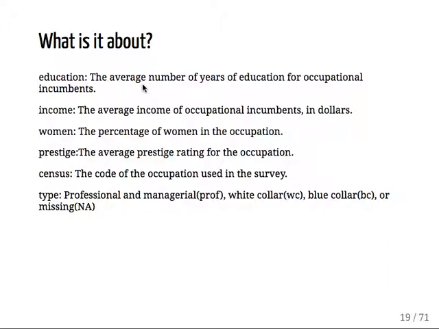So education is the average number of years of education associated with that job. You have income, the average income associated with that job. You have the percentage of women in that occupation, typically. The prestige rating for that job. Census, which is just the code which maps on to the occupation. And the type, so whether it's professional, white collar, blue collar, or missing. Some type of classification as to whether it's manual labor or not manual labor.